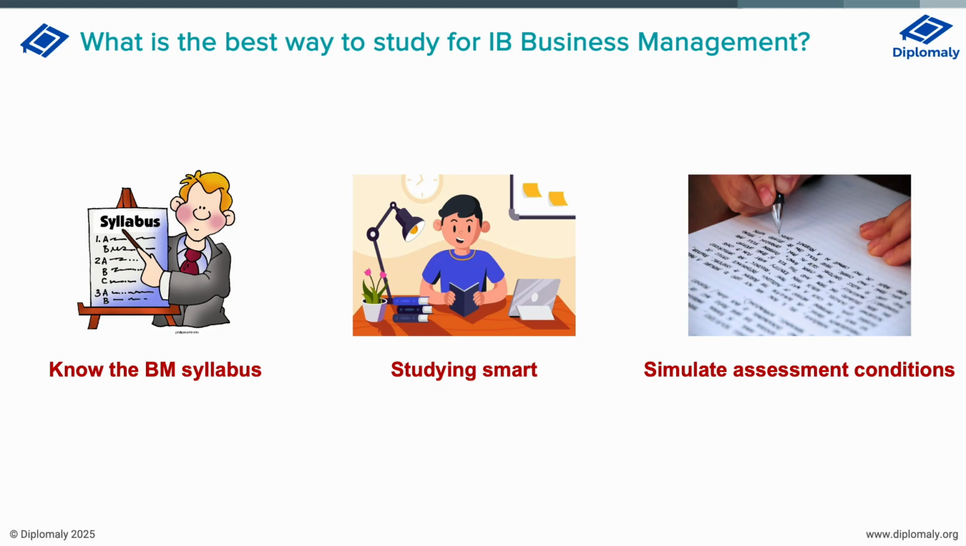There are 3 things that you can do to make sure the time you spend studying for business helps you achieve your goals. They are, first, knowing the syllabus, which can help you figure out what parts of the syllabus you need to know in more detail compared to others. The second, studying smart, which is all about spending less time on the content and more time practicing, applying your knowledge to case studies. And finally, simulating assessment conditions, which is about preparing yourself for when you actually write your upcoming mock or final exam.